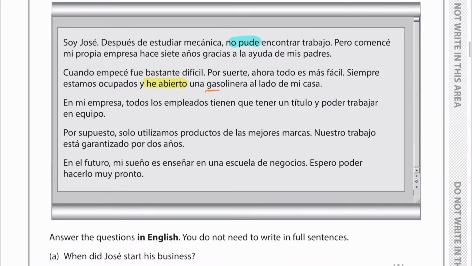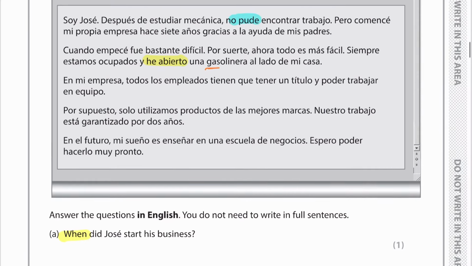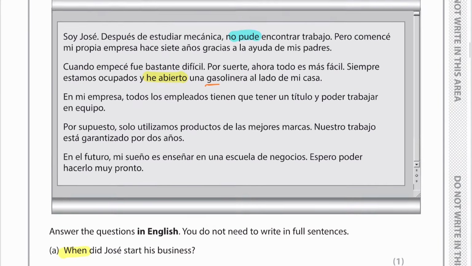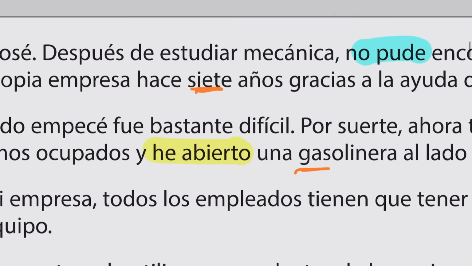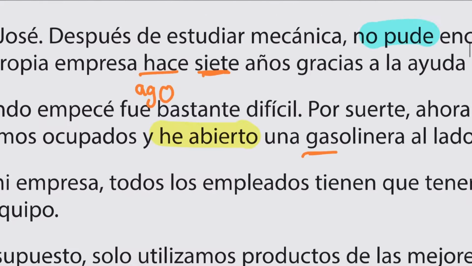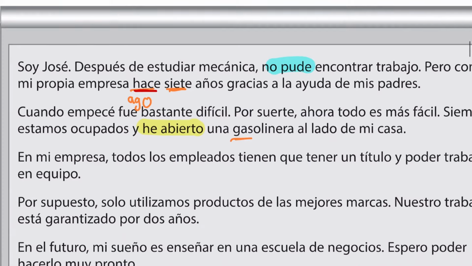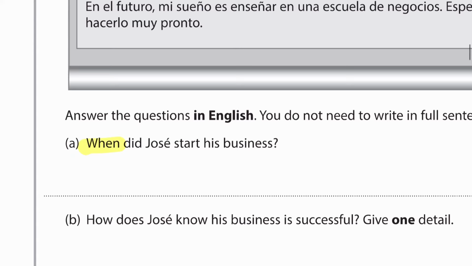Let's continue. So, underline maybe the word, when did Jose start his business? I believe it was 7 years ago. Let's double check. Yeah, 7 años. This hace is the word ago. I always make it really clear that hace is a really important word. It means ago. Quite a tricky one. Not everyone knows that hace means ago, but I always say hace is ago. Make sure you know that. So 7 years ago. I'm just going to write 7 as a number there.